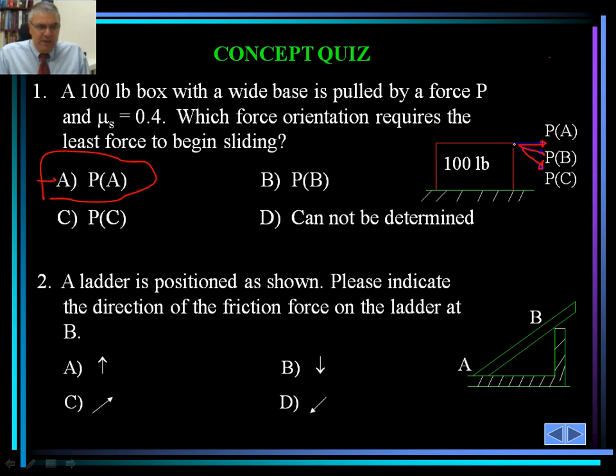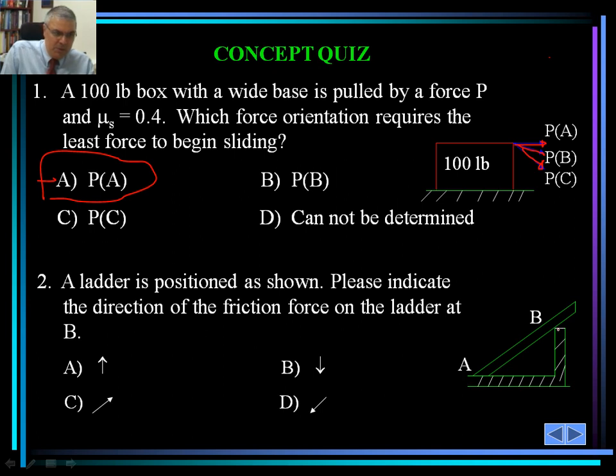So then the second concept quiz: the ladder is positioned as shown. Indicate the direction of the friction force on the ladder at point B. Okay, it's another interesting question here. Now, if you position the ladder as such, what would be the direction of the friction force on the ladder at point B? And we are looking for the direction of the friction force at this point.